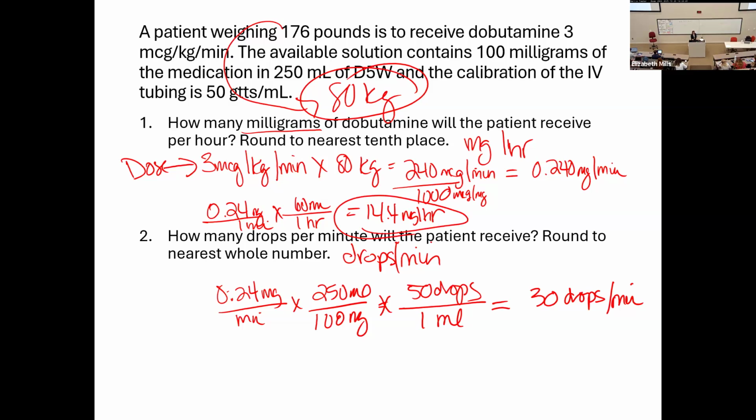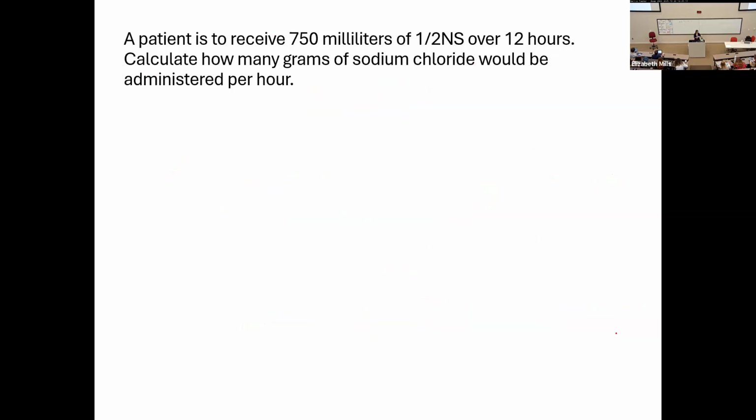Okay. Then the next question says, how many drops per minute will the patient receive? So we have 0.24 milligrams per minute, but we need to convert that to drops. And so we know we have 250 milliliters with 100 milligrams and 50 drops per milliliter. So I just set it up in dimensional analysis and I got 30 drops per minute. Anybody else get 30 drops? Good job. We're gonna move on. So we got limited time.